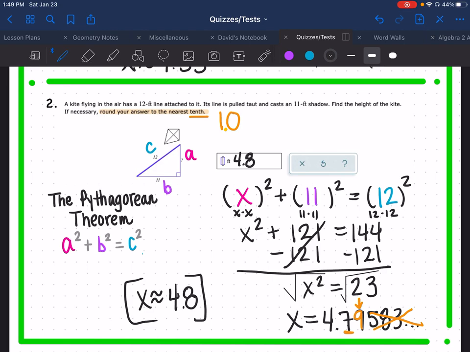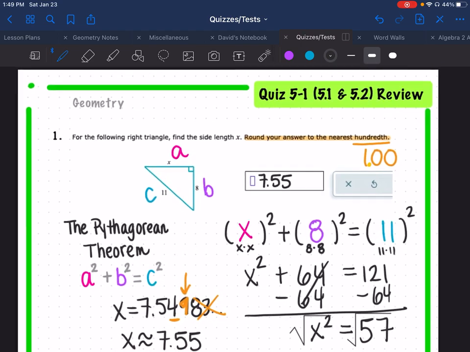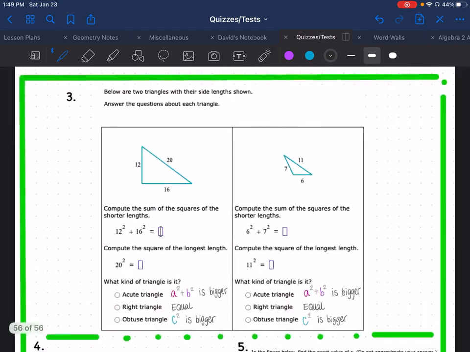All right, I'm going to zoom out of the page and I'm going to pause for just a second so you can take a picture if you'd like. Now let's go ahead and look at the last 3 questions.